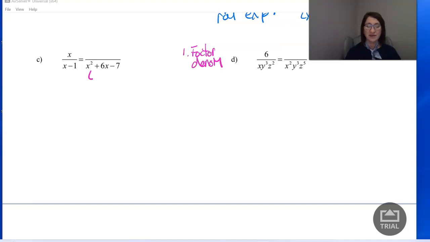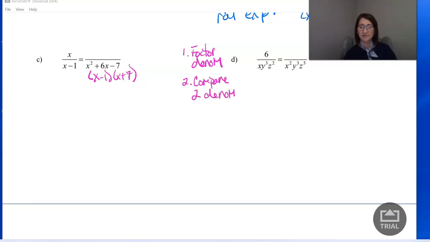And so that's going to give me x minus 1, x plus 7. Then I compare my two denominators and I multiply top and bottom, numerator and denominator, by the missing factor.